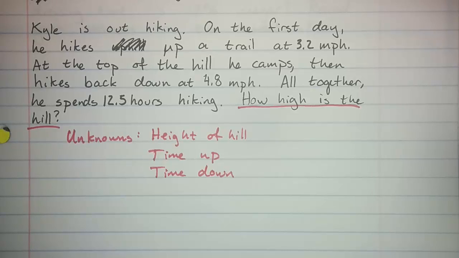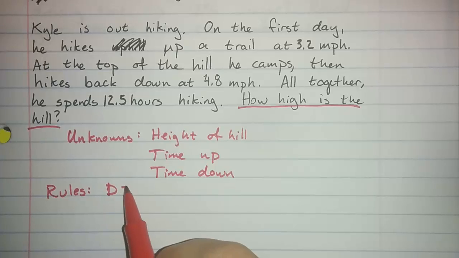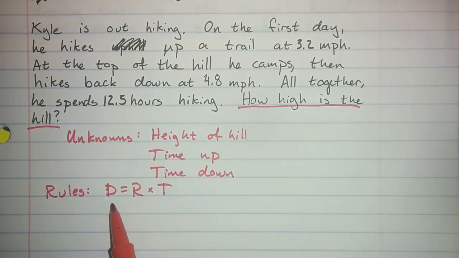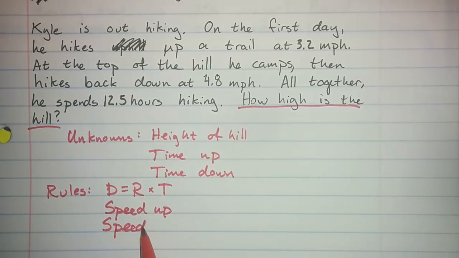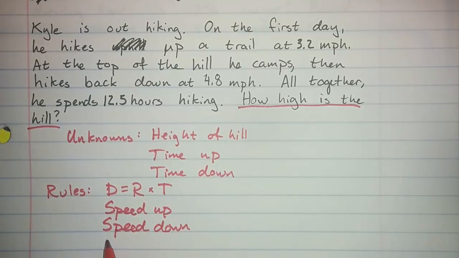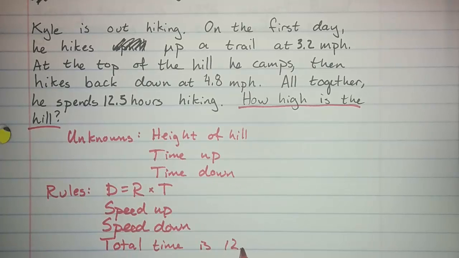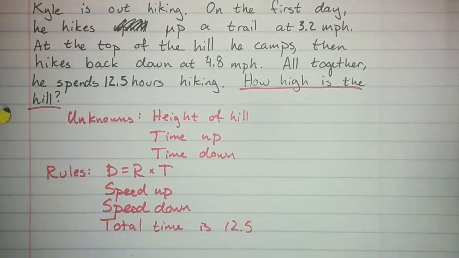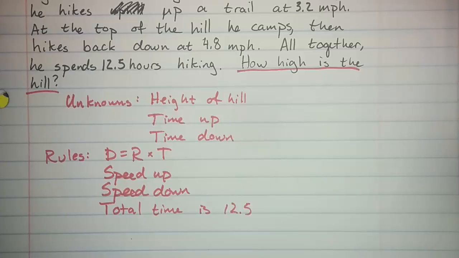And what are the rules? Well, the rules are distance equals rate times time. Again, we know about his speed up, his speed down, and we know his total time is 12 and a half hours. Oh, there's one more rule that we know, don't we? We know that the trail is the same length no matter which way you go.